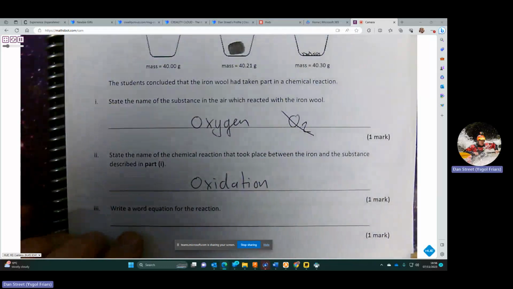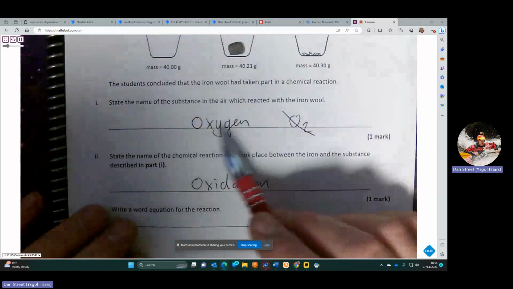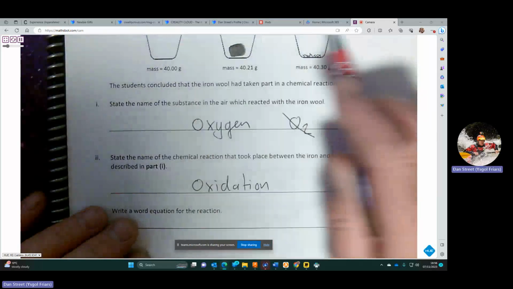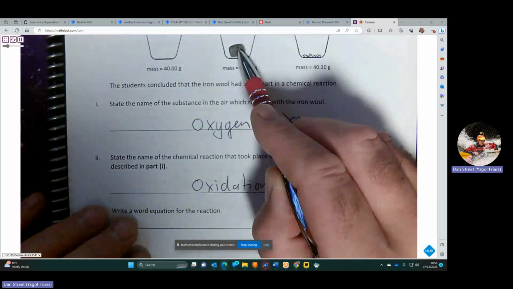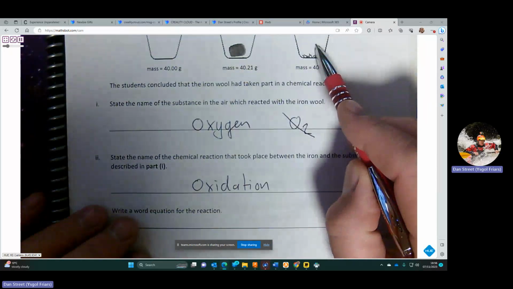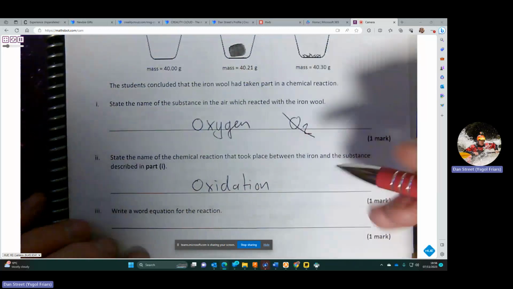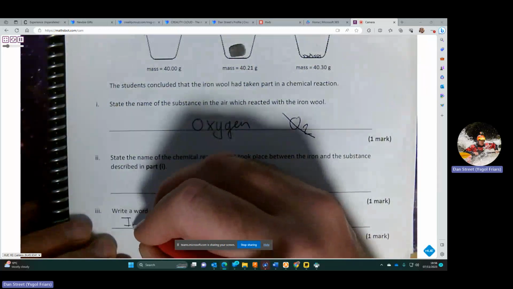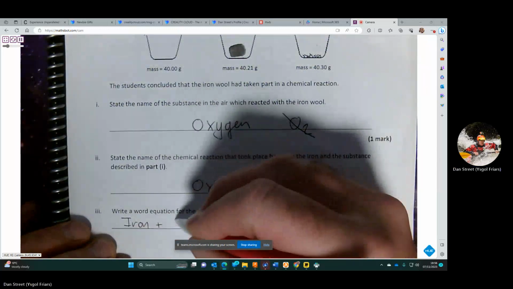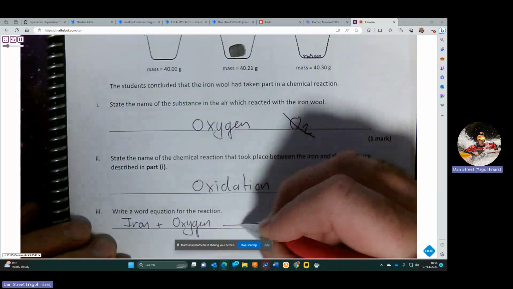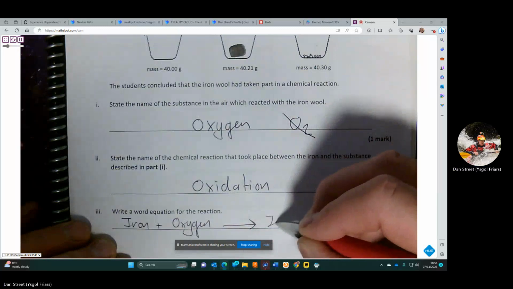And then write a word equation for the reaction. So we're told in the information in the question that in here we have iron and here we have iron oxide. We've already decided that oxygen is required for this reaction to take place. So the word equation would read iron plus oxygen, those are the two reactants, makes iron oxide.